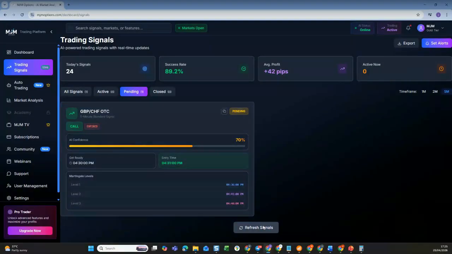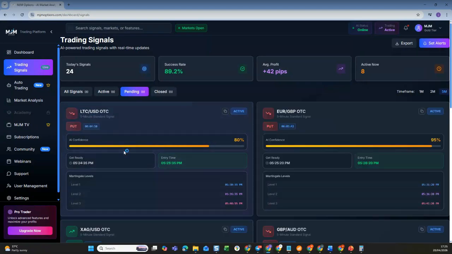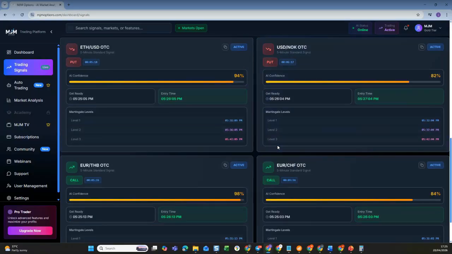You just refresh. You refresh if you're still seeing expired signals. Now, when you have left that area, you've refreshed and it has shown you this group of signals here.